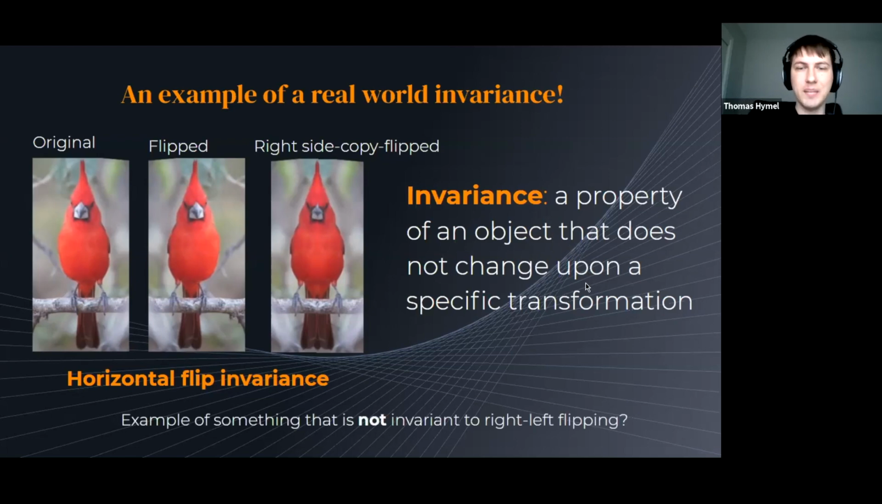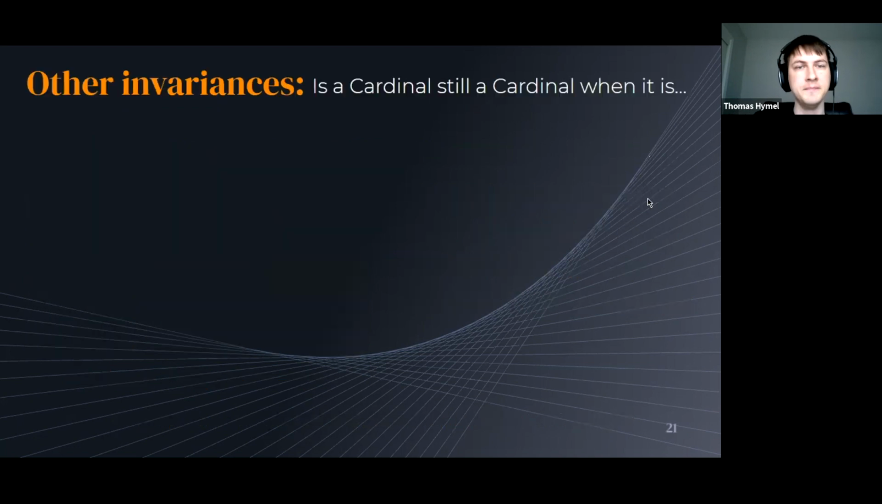So what's an example of something that is not invariant to right-left flipping? And I'll give you a hint. There's a bunch of them on screen right now. Text, exactly. Text and letters are not invariant to right-left flipping.